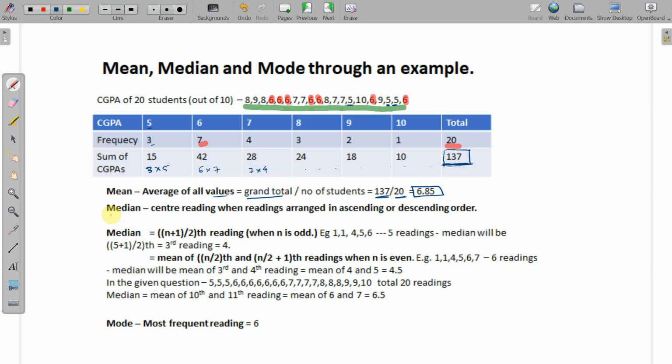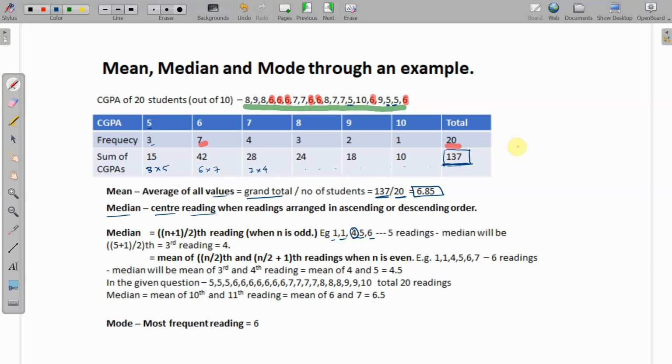What do you mean by median? Median is the center reading or the middle reading when the readings are arranged in ascending or descending order. I've given you a couple of examples here. First of all, suppose there are 5 readings, 1, 1, 4, 5, 6, this would be the center reading. Now how do you get this reading? You can simply say the center reading when the number is odd would be n plus 1 divided by 2.